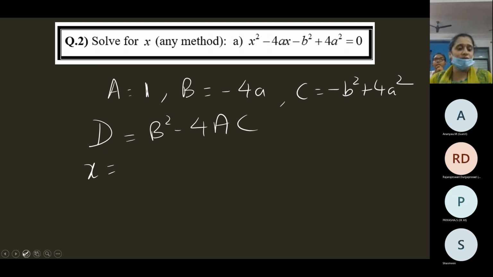In the given equation, there is only one x square term, one x term, and this is the constant. So it's easy to get the values of a, b, and c. This is a, this one is b, and this whole thing is c.